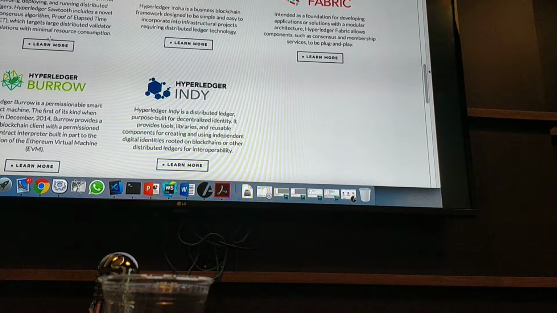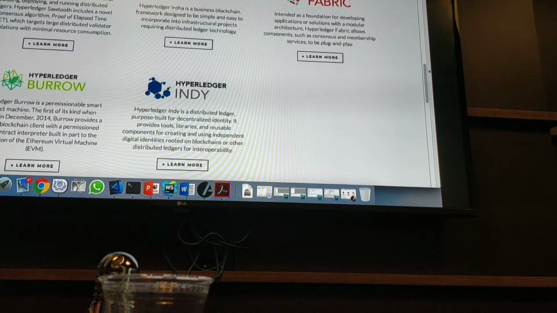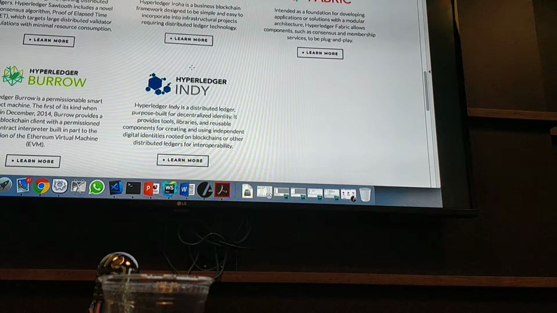And then Burrow is again a public blockchain with a different kind of proof of work. And Indy is mainly for storing user records, user identity records. Right. So just a basic overview about these. So we are going to focus on the Hyperledger Fabric in this presentation because I made my application on that.